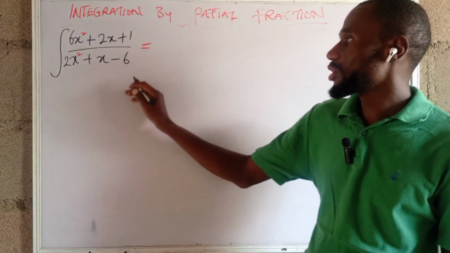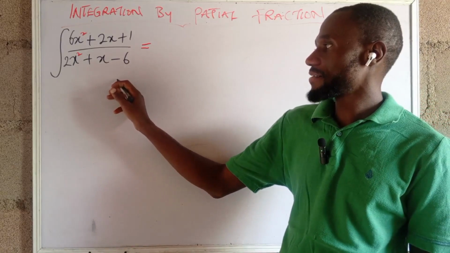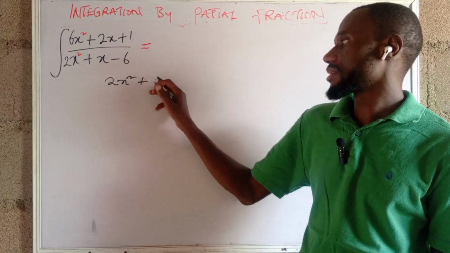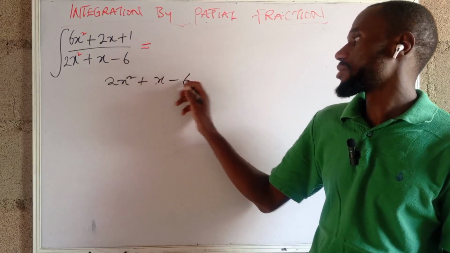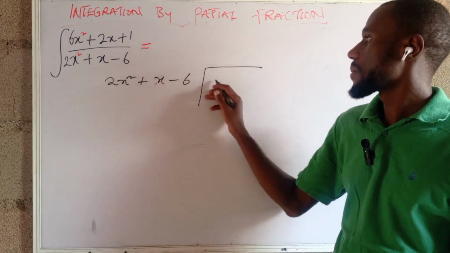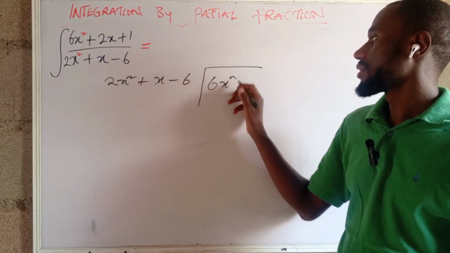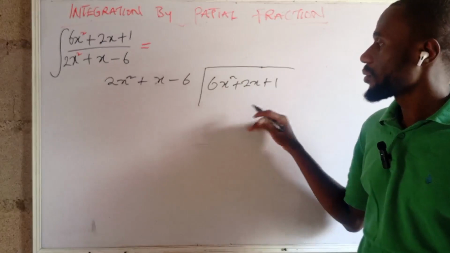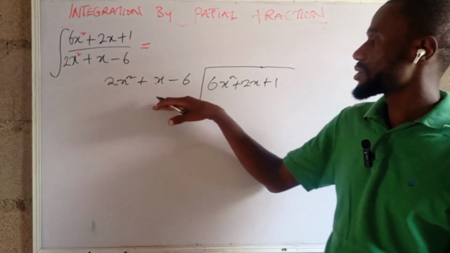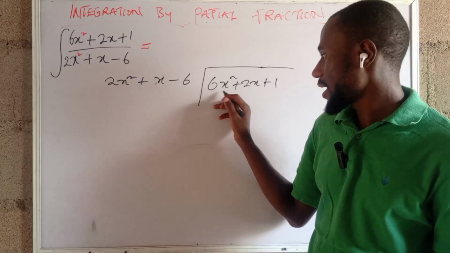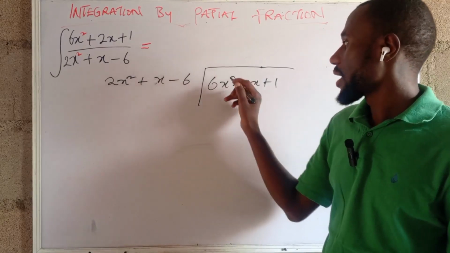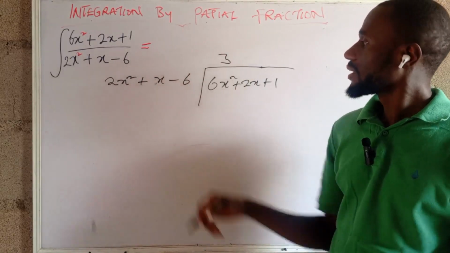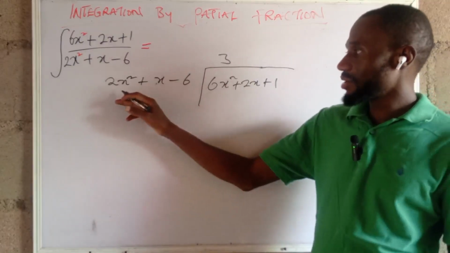Okay, here now we can do long division by saying here we have 2x squared plus x minus 6 into 6x squared plus 2x plus 1. Now we can do long division to reduce the numerator. Here we can have 6x squared divided by 2x squared. The x cancels x, and we have 6 divided by 2, which is 3. Okay, we can multiply this 3 by the whole of this.